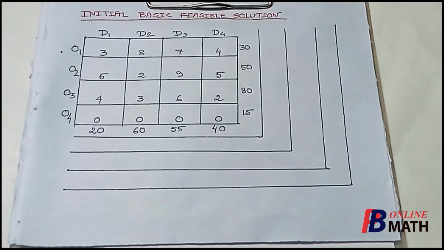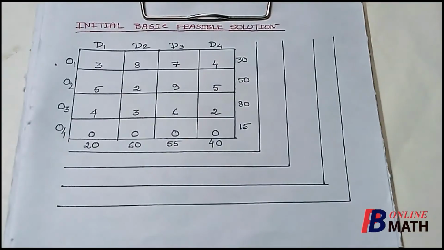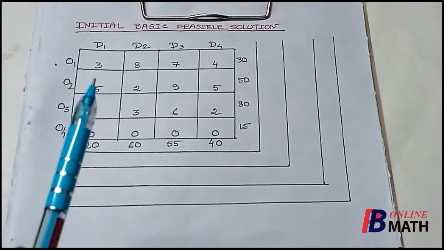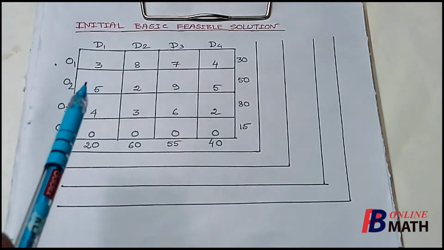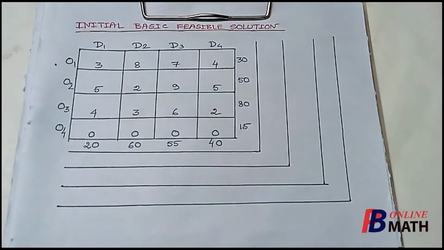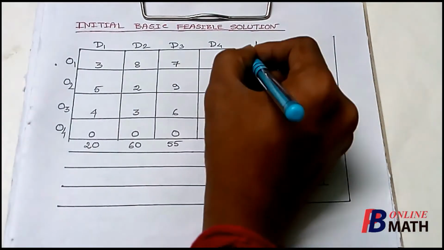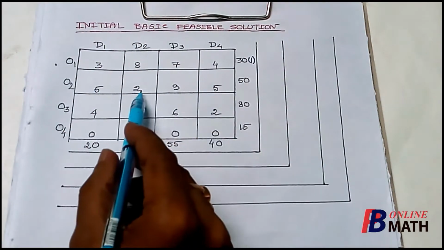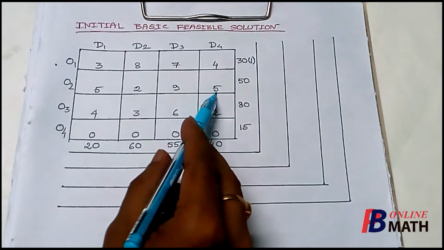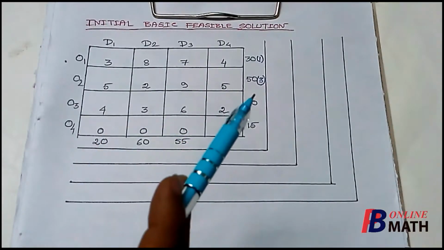And we know that in this method, we find the minimum cost and the next minimum cost from each row and each column, and we write the difference between them within a bracket. From the first row, we find that the minimum element is 3 and the next minimum element is 4. So the difference between the minimum and the next minimum is 1. So we write this difference within a bracket beside the capacity. From the second row, we find that the minimum is 2 and the next minimum is 5. So we write the difference within a bracket.